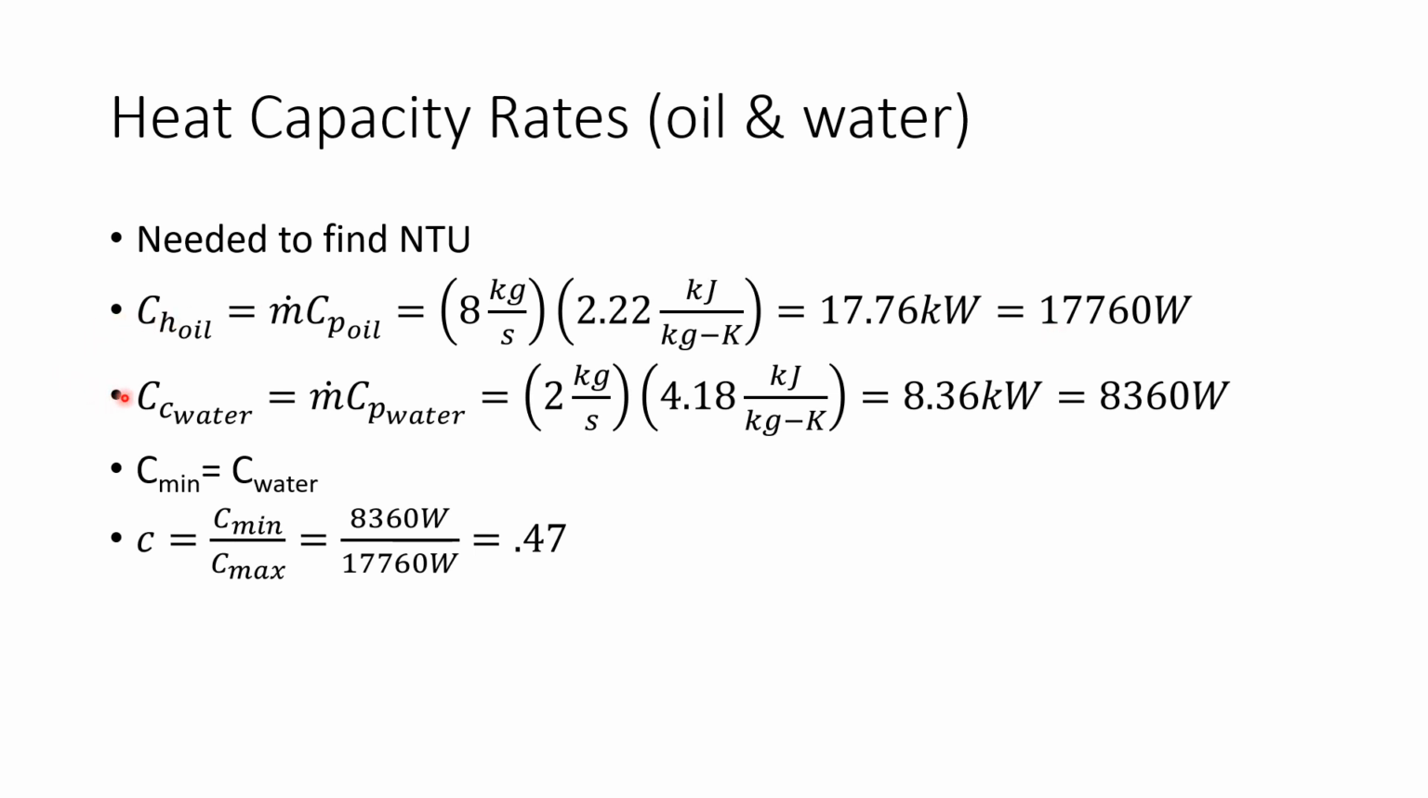Then you look down here, the heat capacity rate of the water is the same equation, just with different numbers. 2 kilograms per second is the mass flow rate of the water, and 4.18 is the specific heat of water. That gives us 8.36 kilowatts, or 8,360 watts. So our C min is equal to our C water. Then we go down here and do C min divided by C max, which gives us our 0.47.